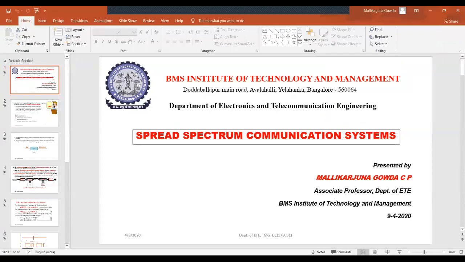So today I'm going to start module 5, which is about spread spectrum communication systems. Basically, in a spread spectrum communication system, the information signal is spread by using a code called pseudo noise code. The bandwidth of the spread signal will be much more than that of the information signal. By doing this, we will be able to have more secure communication.